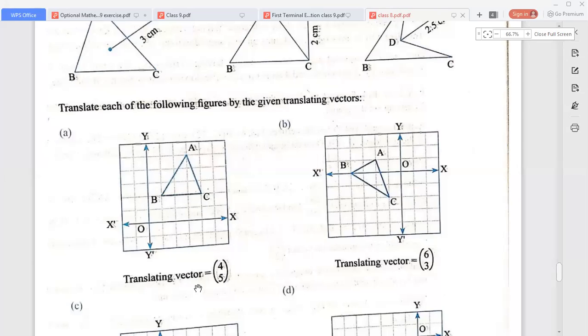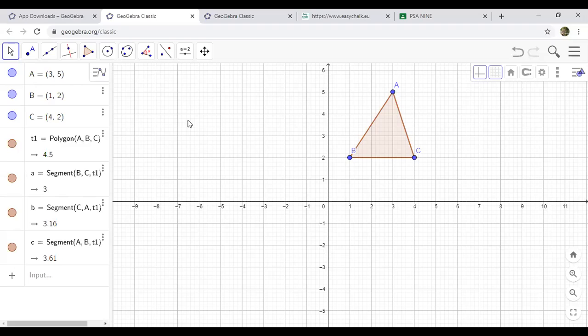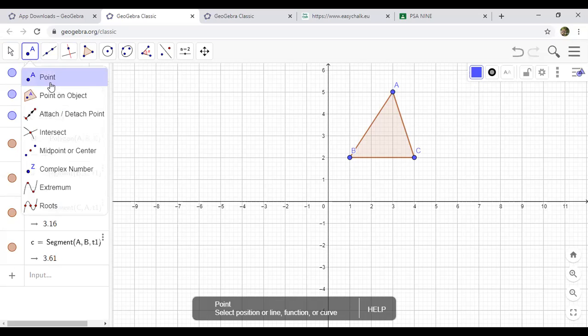Here the translation vector is (4, 5). This means we have to go 4 units right and then 5 units up. Let's apply this translation vector to translate the given triangle. The translation vector is (4, 5). The first number is 4, so we have to go 4 units right.